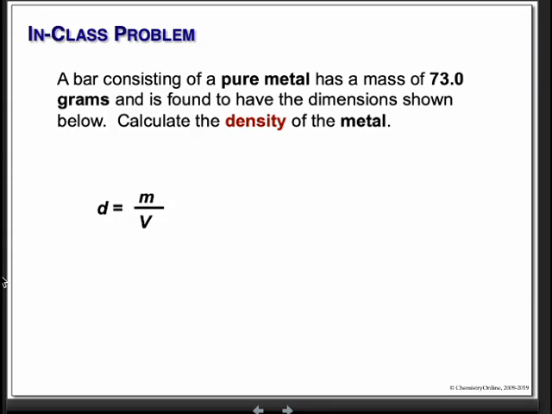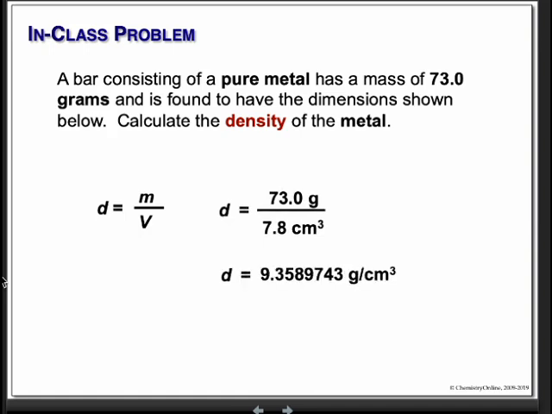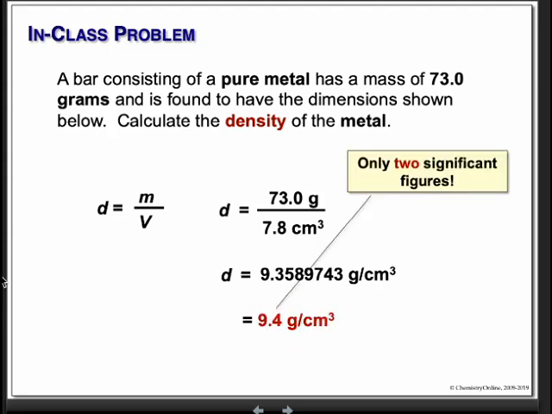Density here was mass divided by volume. That was our mass that we measured up here. That's the volume we just calculated. This is the calculator answer, and once again, we have to round this. We only have 2 significant figures in our volume measurement. Therefore, this would be 9.4.